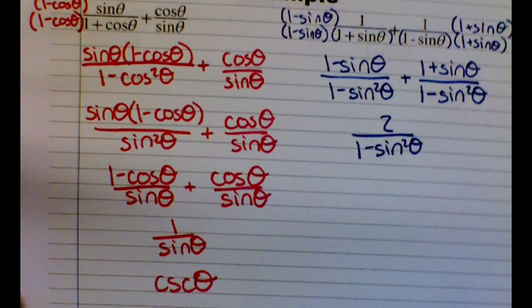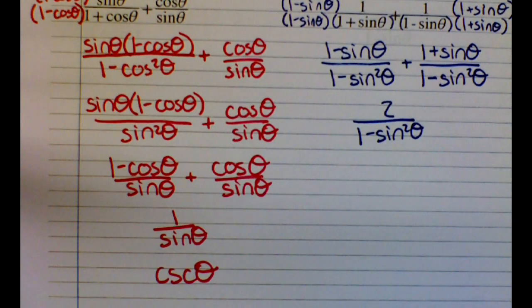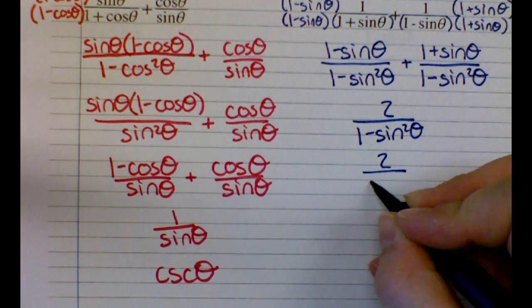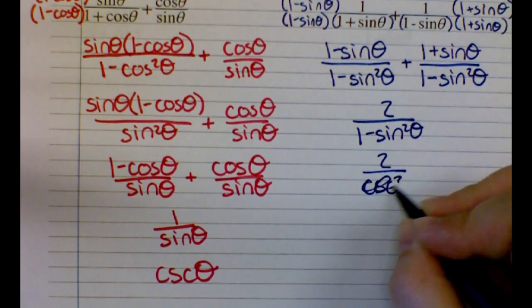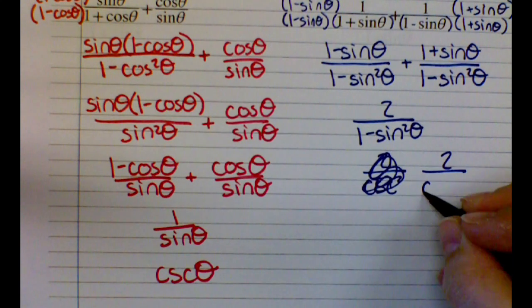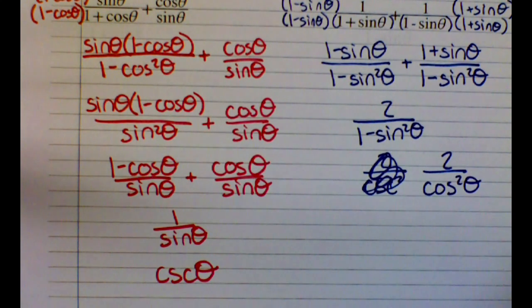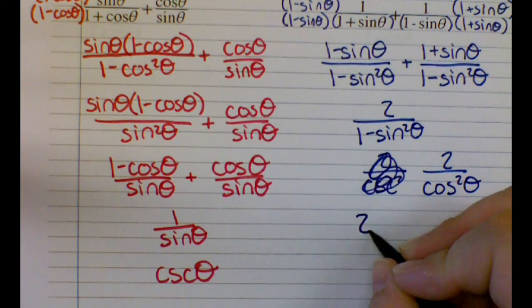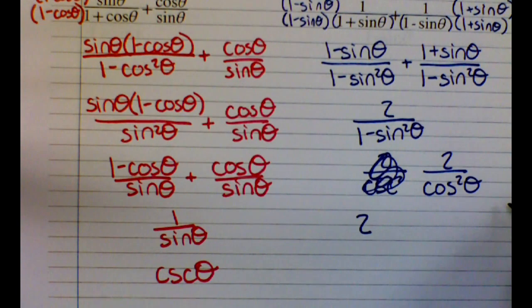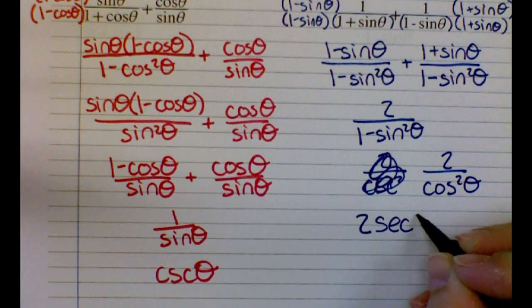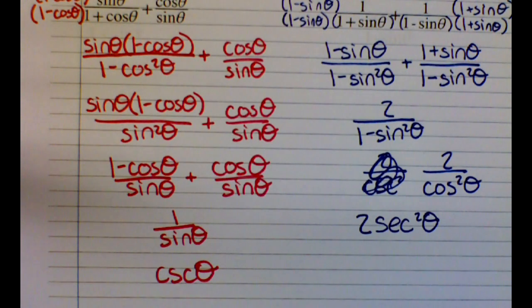I still have a fraction. That's not fully simplified then. 1 minus the sine squared of theta is a version of the Pythagorean identity, giving me cosine squared of theta. And now 1 over cosine is secant. So 2 over something just puts a 2 out front. 1 over cosine squared would be secant squared. So 2 secant squared of theta is our simplified answer.